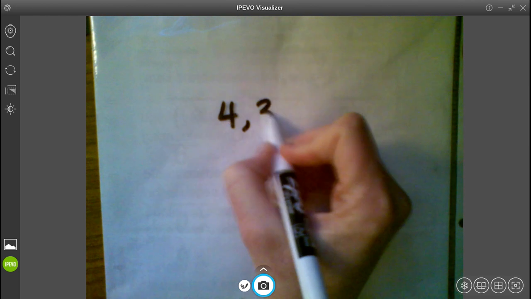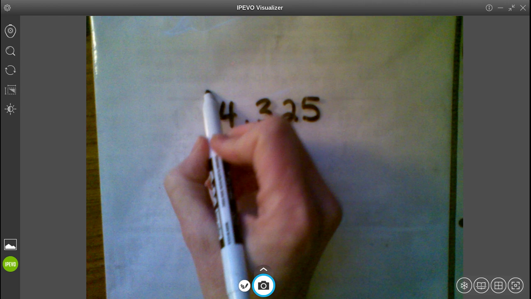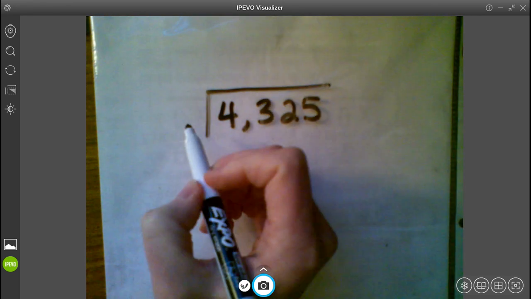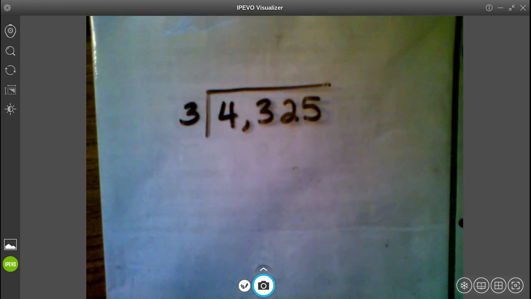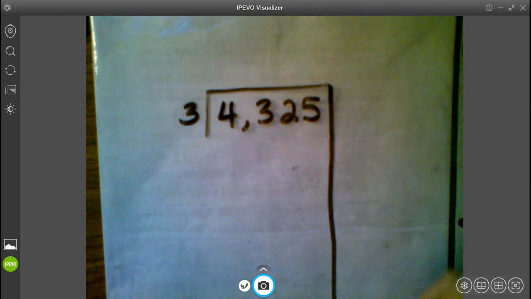All right, we are going to start with our 4-digit dividend. Let's do 4,325 divided by our 1-digit divisor. We'll use 3. Okay, we're going to draw a vertical line, and we're going to use partial quotients.